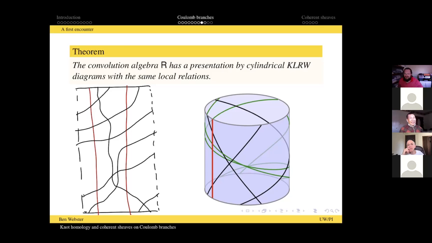There is some interesting stuff about this. I mentioned that you can get the universal enveloping algebra of GLN by doing this Coulomb branch story and quantizing it in homology. Well, you can get the quantum group by doing that in K theory, right? So there are interesting things going on in K theory, but I don't actually know what to say about it.